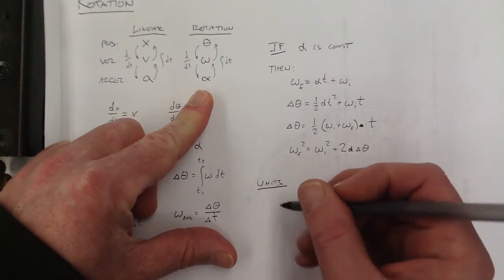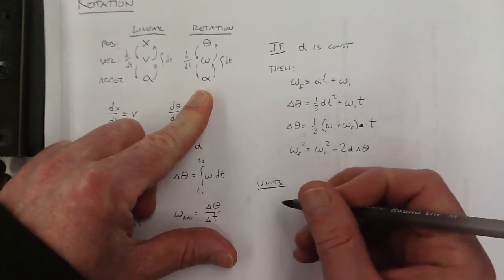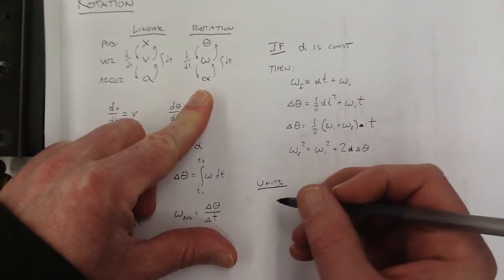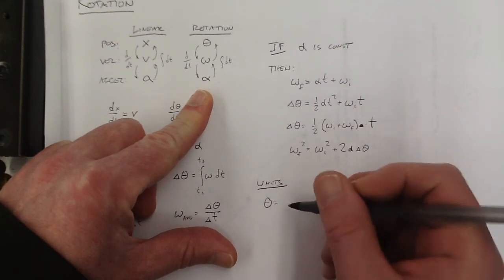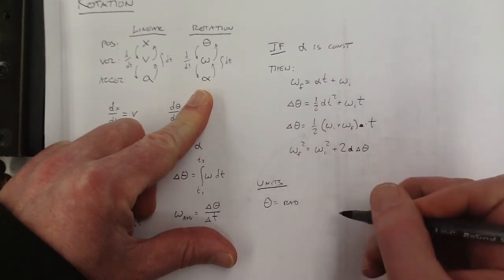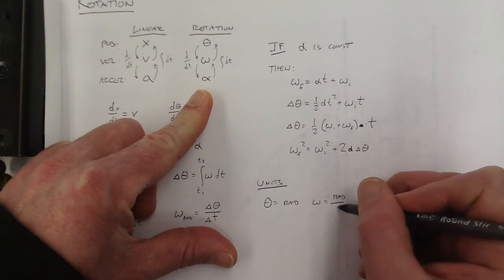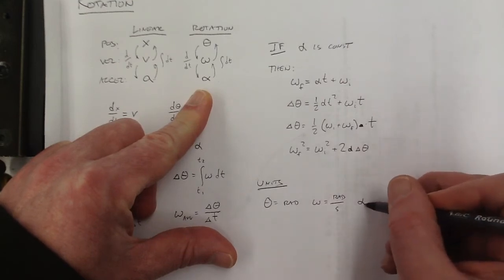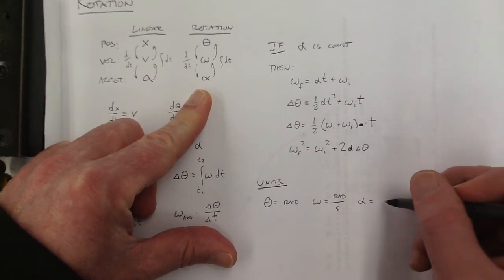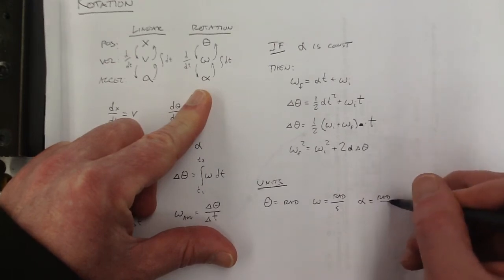So the units are, for theta, we will just measure in radians, and then for omega, that will be radians per second, and for alpha, that will be radians per second squared.